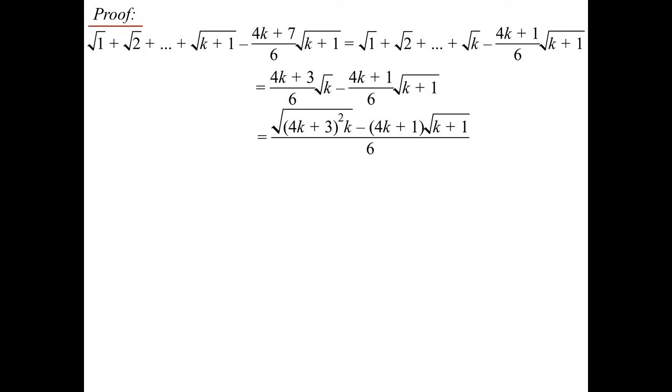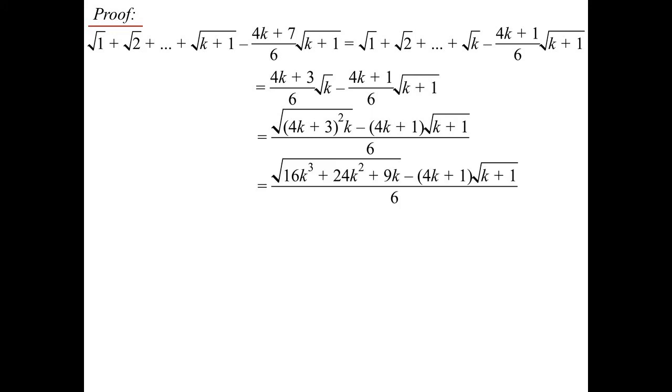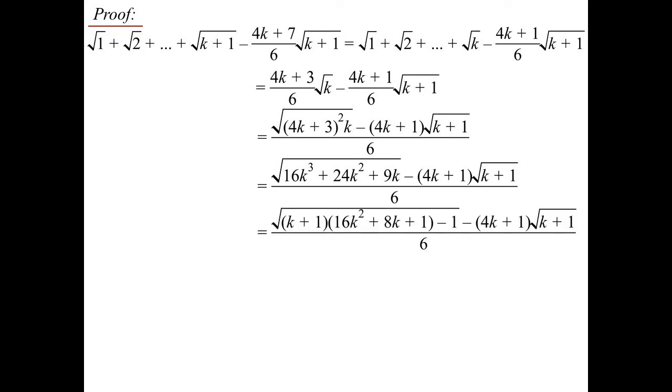I don't immediately see it, so let's expand the whole thing out. I get 16k cubed, 24k squared, 9k. Well, k plus 1's not going to go into that, but if I do my polynomial division, what I do get is, I'll divide it by the k plus 1. I get 16k squared plus 8k plus 1, but I get a remainder of -1.